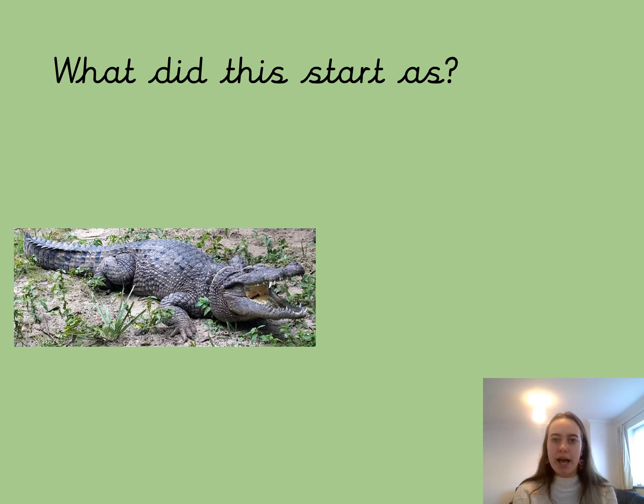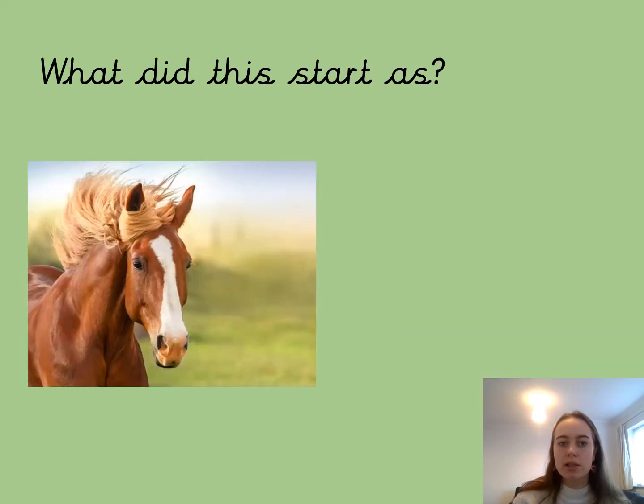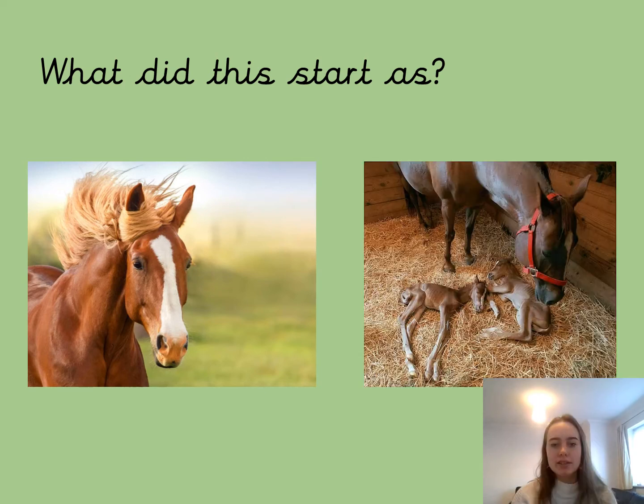And here we've got an alligator. How do you think an alligator starts off its life? It is in fact from eggs. You can see a little alligator there hatching out of its egg. And the eggs would be found in the ground like this. And a horse. How do you think a horse would start off its life? And we have baby horses, which are called a foal.